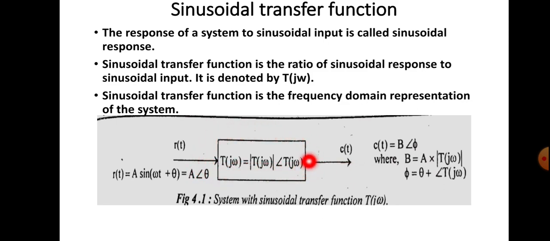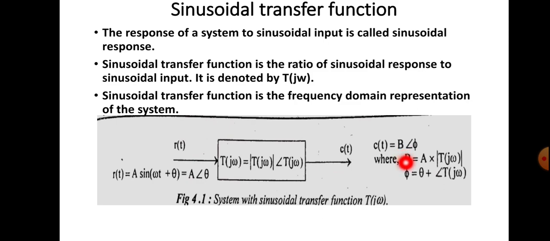Here the transfer function is T of j omega. We know from the first module that if we are given an input, that input will be multiplied by the gain and that will give the output. So if we give R of t, it will be multiplied with T of j omega and we will get C of t. So the magnitude term in the response will be the product of the magnitude terms in the input and the transfer function. Here B is the magnitude term.